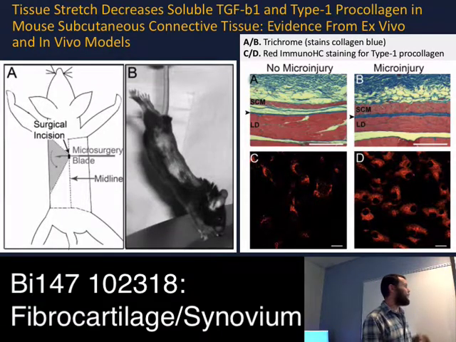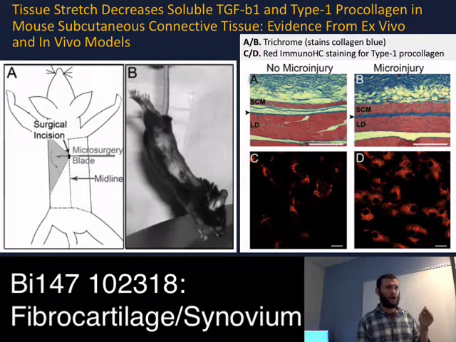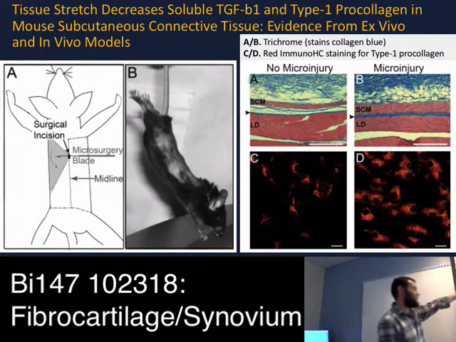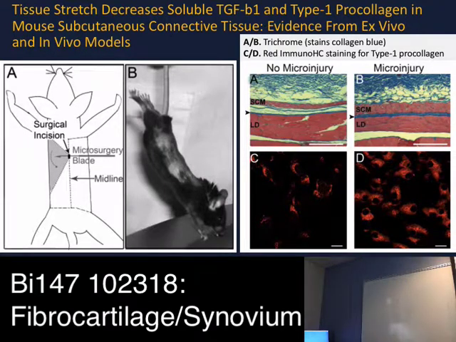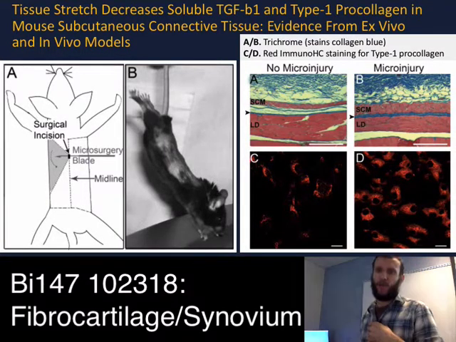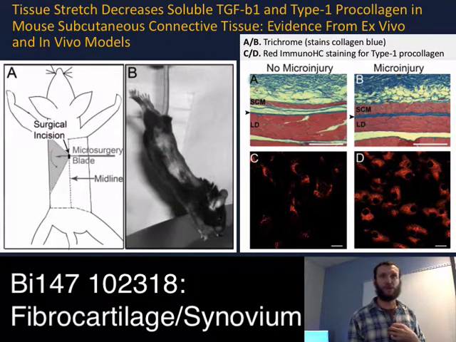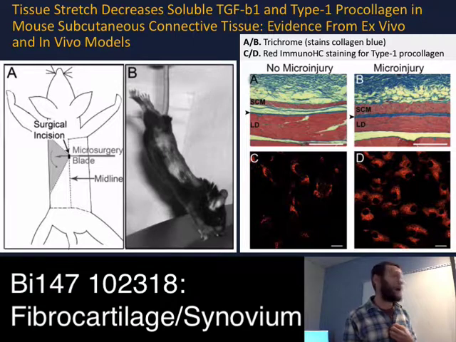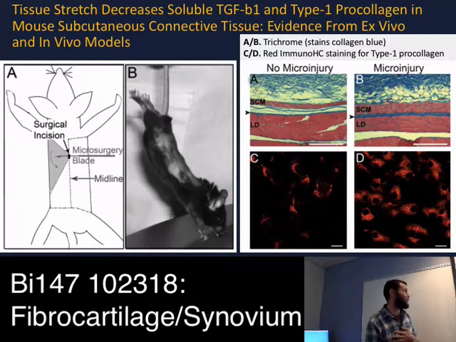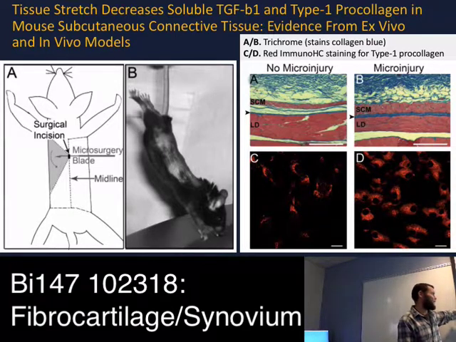So what their finding was that muscle stretch decreases the presence of this tissue growth factor, tissue growth factor beta 1. There's several different types of tissue growth factor. This is beta 1. And then also the presence of type 1 procollagen, which is a precursor to collagen, in the subcutaneous tissue, the connective tissue.